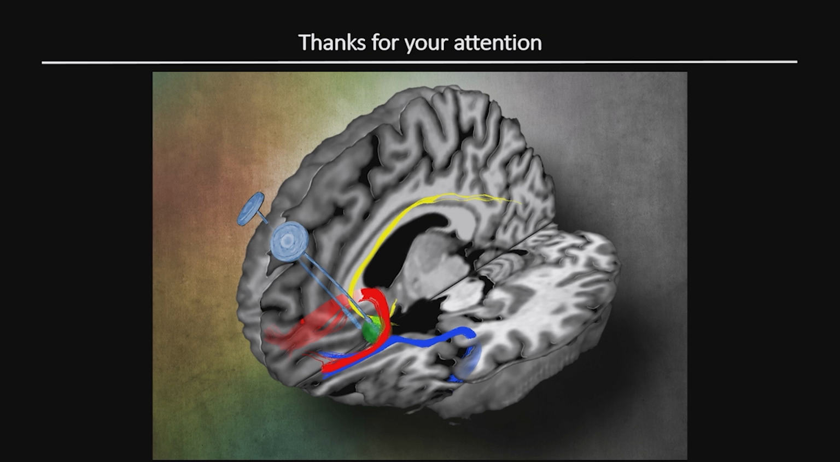Okay, so we have one question in the app. So the question is, does different diffusion MRI acquisition or analysis severely change the result?